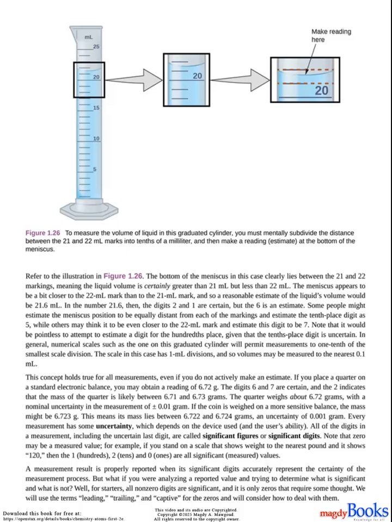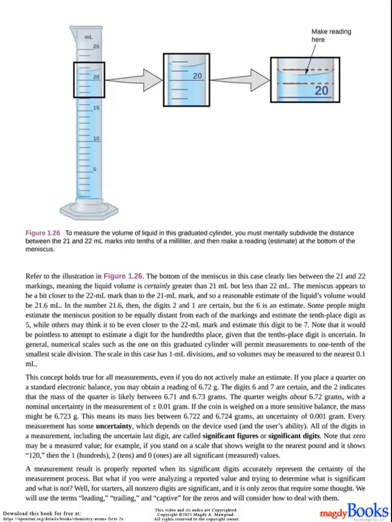The meniscus appears to be a bit closer to the 22 milliliter mark than to the 21 milliliter mark, and so a reasonable estimate of the liquid's volume would be 21.6 milliliters. In the number 21.6, then, the digits 2 and 1 are certain, but the 6 is an estimate. Some people might estimate the meniscus position to be equally distant from each of the markings and estimate the tenths place digit as 5, while others may think it to be even closer to the 22 milliliter mark and estimate this digit to be 7.